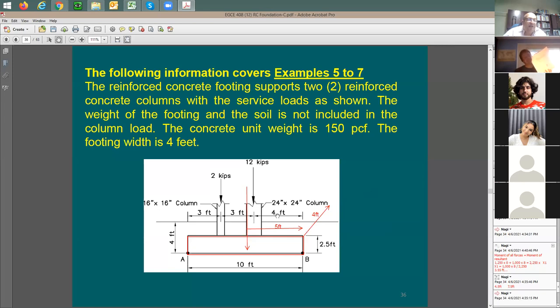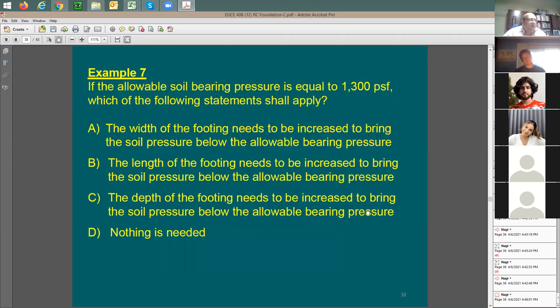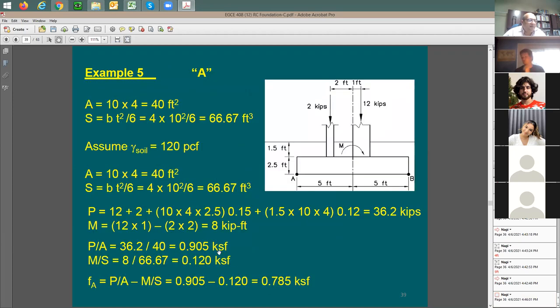Can I change this 4 feet and make it 10 feet? Or make it 3 feet? Can I move this box right or left? Do I have the chance to do this in this problem here? No, I don't. This is already set. So your goal here is to find out the total vertical load and the total moment on the footing, and then do the stress analysis. Exactly what you're gonna see here.